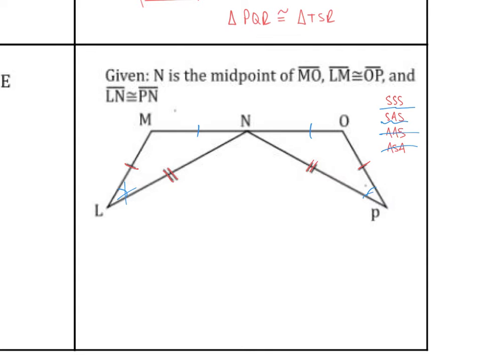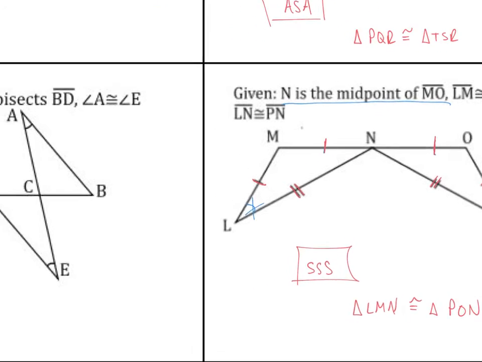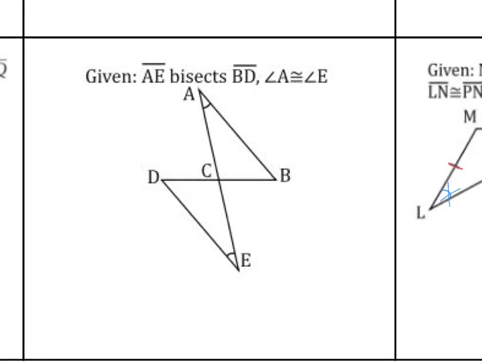We're not going to be able to show that those two angles are congruent because we don't have enough information here. But if N is the midpoint of MO, then again, that's going to mean that these two sides are congruent. And so therefore, I would be able to use side, side, side to prove that triangle LMN is congruent to triangle PON. So the answer to that one would be side, side, side. Okay, let's keep going here.